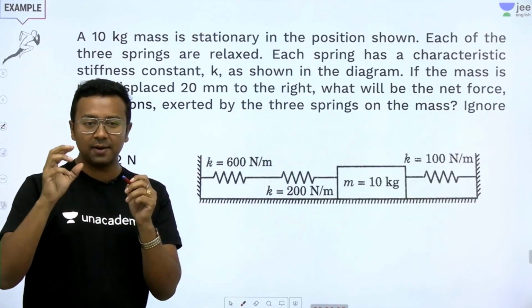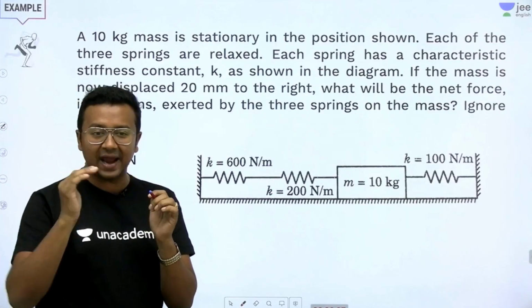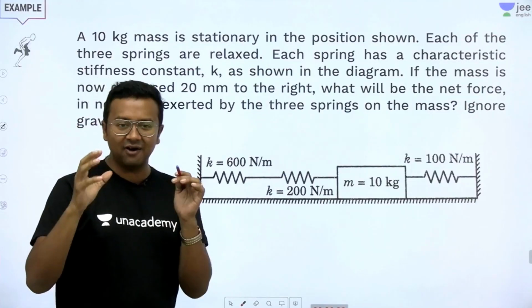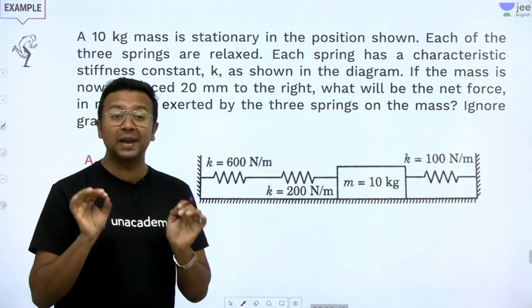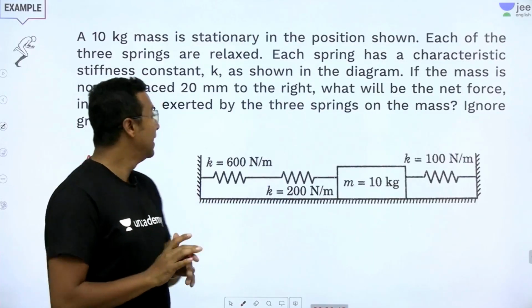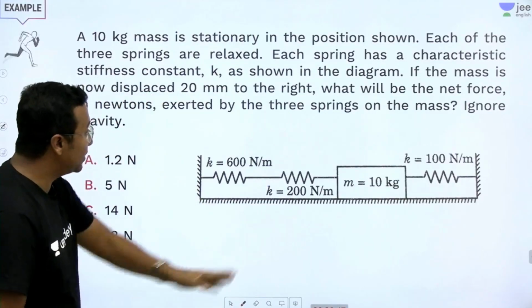So if you are paying attention, let's go to the end of the lecture, where after today's session, you will have zero problems with respect to spring block systems. All right. So what do we have in this question?